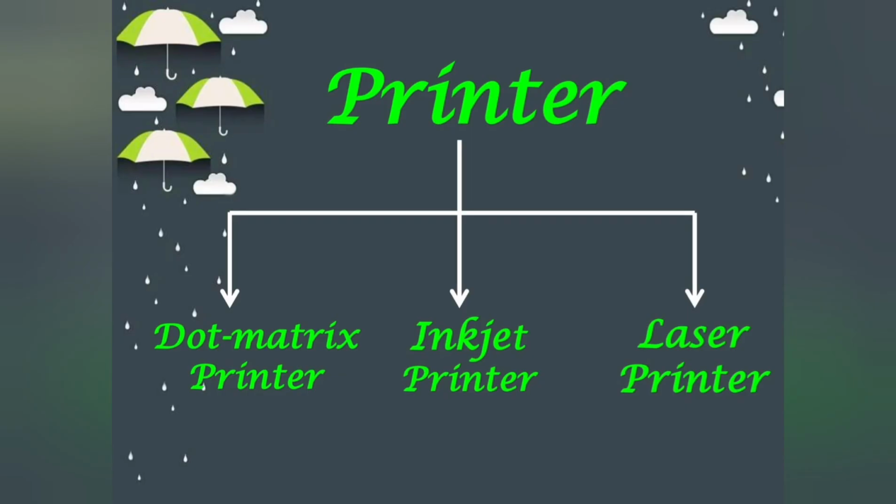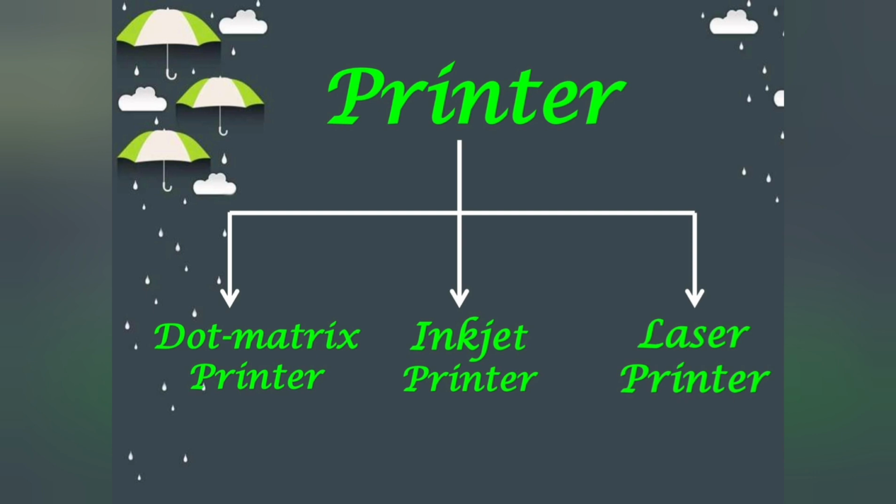Our next output device is the printer. A printer is a device that accepts text and pictures from the computer and transfers that information to paper. The printed output is called hard copy output.